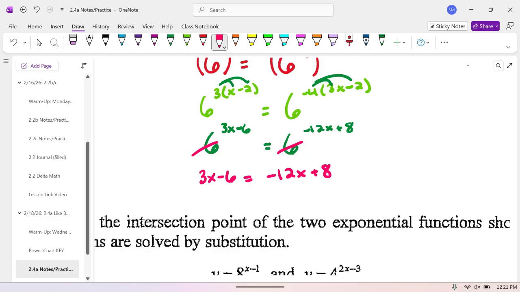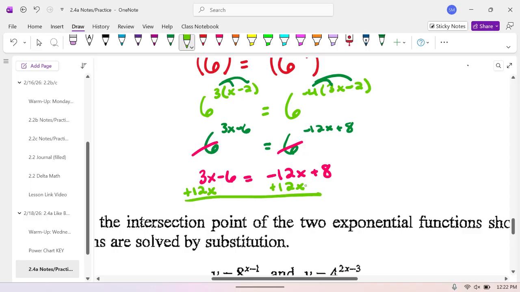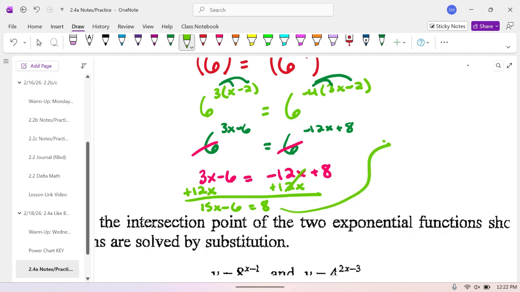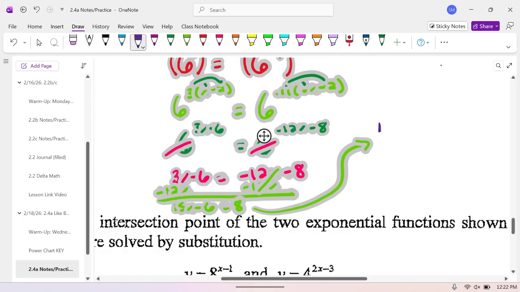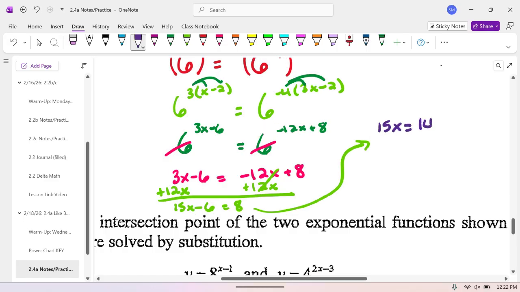What's my first step? I'm going to add the 12x to the other side. You could have subtracted 3x if you wanted to, but I'm going to add the 12x because negative 12 is smaller than 3, just so I'm playing with positive numbers, not negative. So this will be 15x minus 6 is equal to 8. What's my next step? Add the 6 to the other side. So this will be 15x is equal to 14.